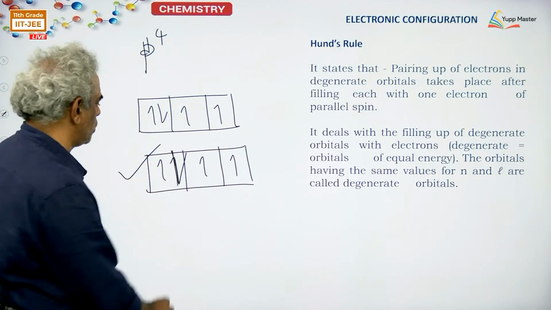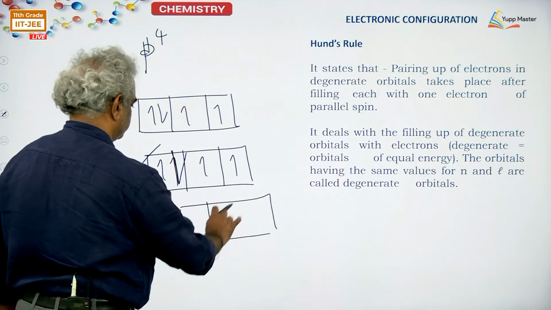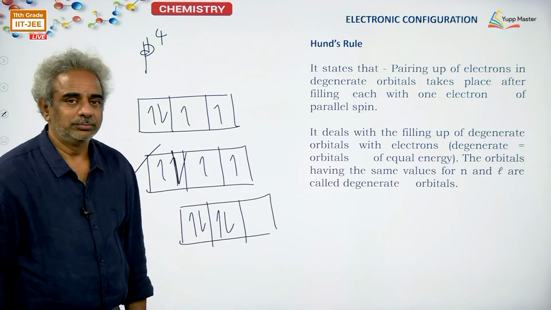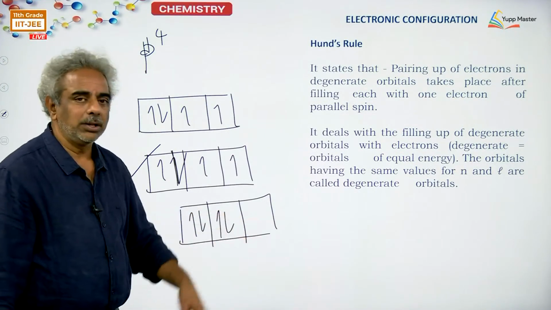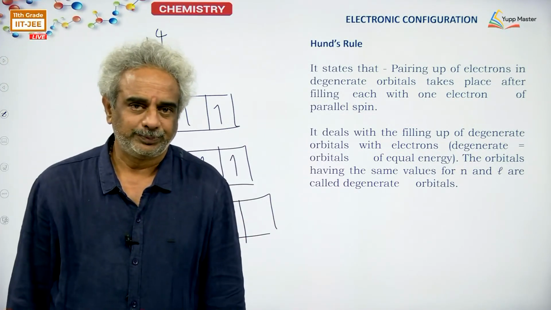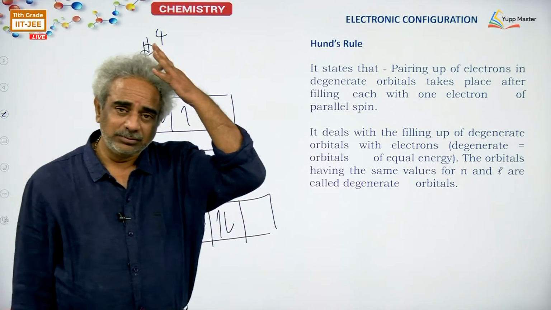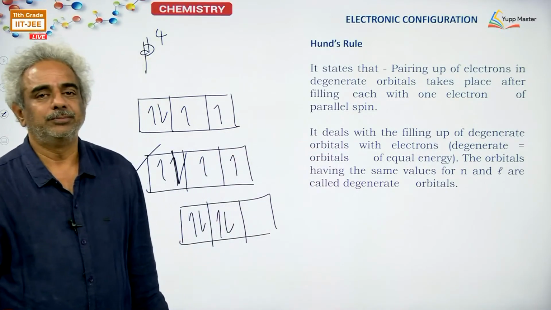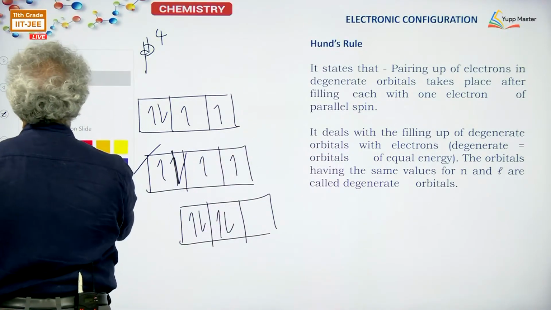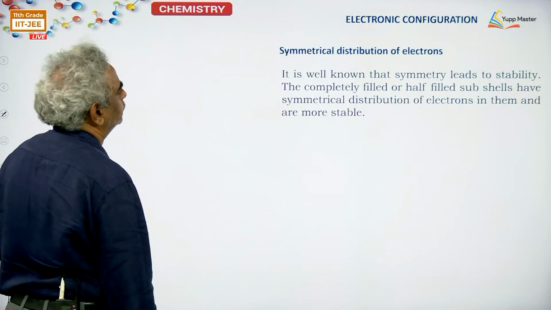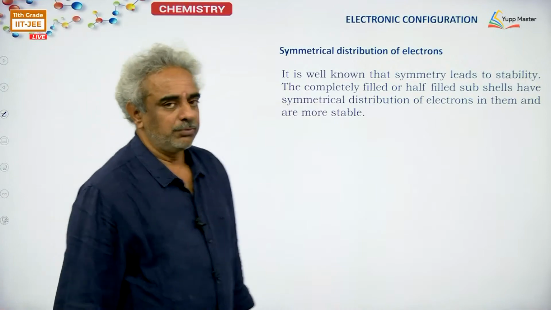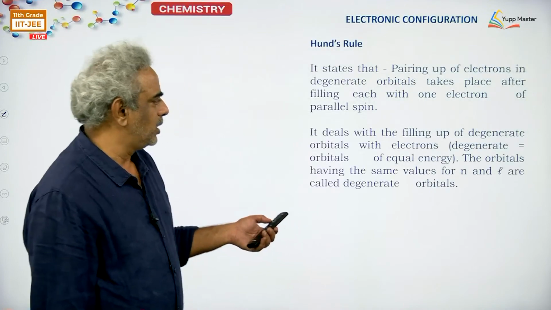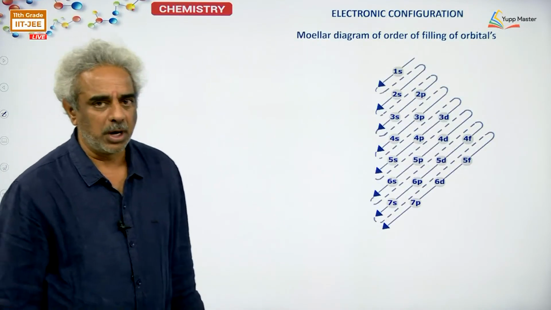Don't do like this. This is also wrong. This is a violation of Hund's rule, because as per Hund's rule, don't pair up until all the orbitals are half filled. And you should also see that maximum spin is available. So maximum parallel spin should be available. Sometimes we violate certain things. I'll come back to this point again. In the meantime, we'll just go through some configurations.